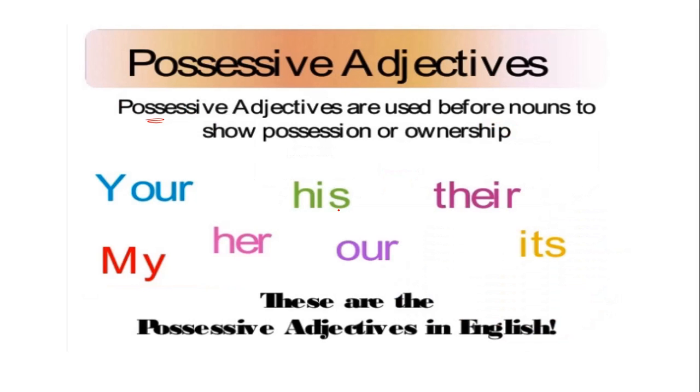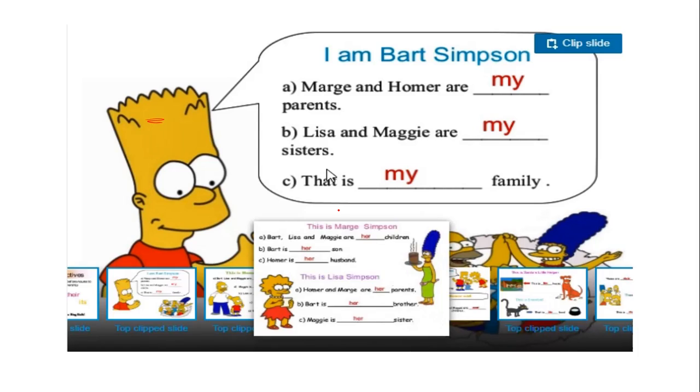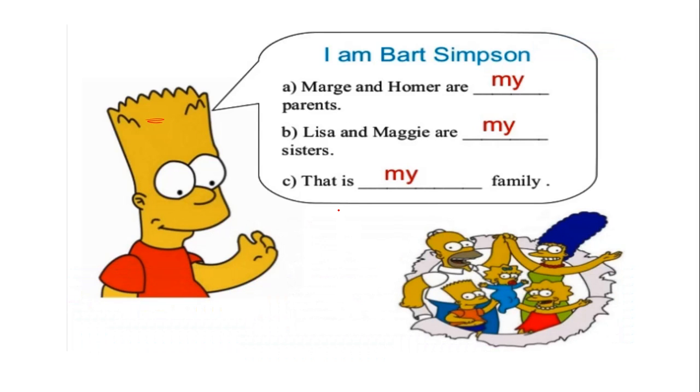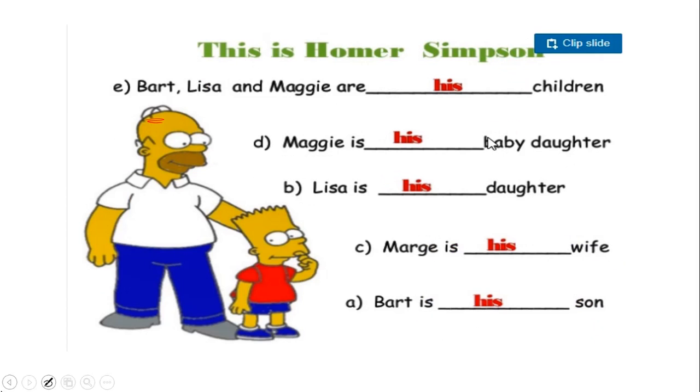Let's see some examples. This person, his name is Bart Simpson. He's a very popular cartoon character. He's saying, Marge and Homer are my parents. Lisa and Maggie are my sisters. That is my family. So it belongs to him. He possesses it. His parents, his sisters, they belong to him. So the adjective my over here is showing possession or belonging.